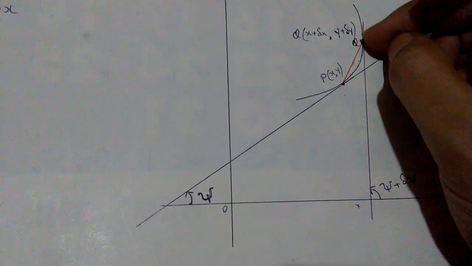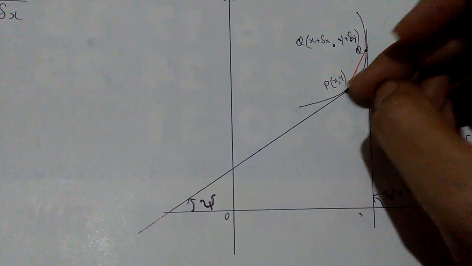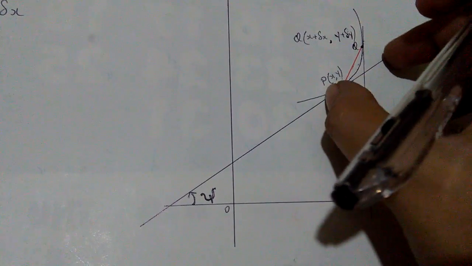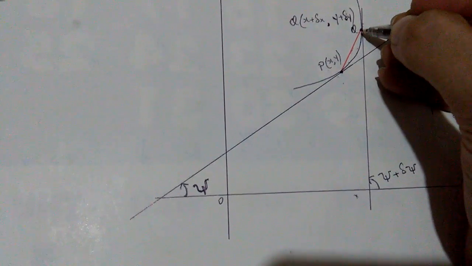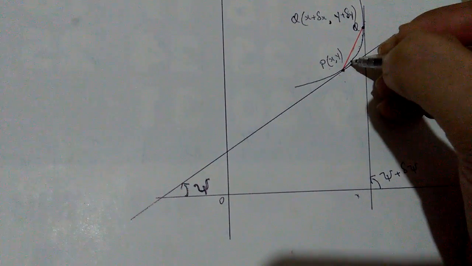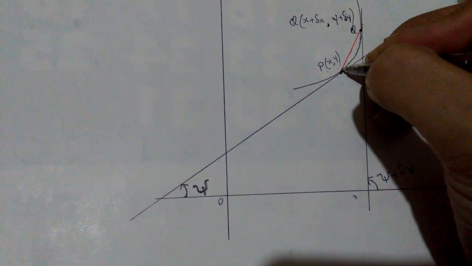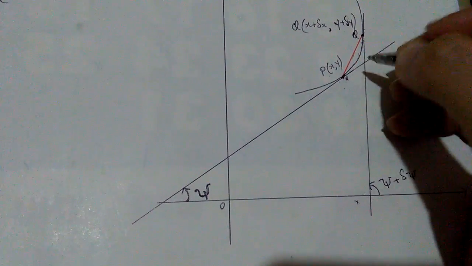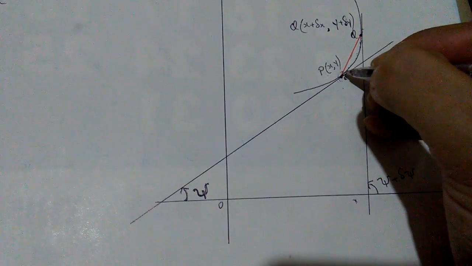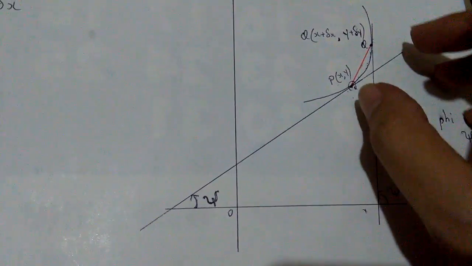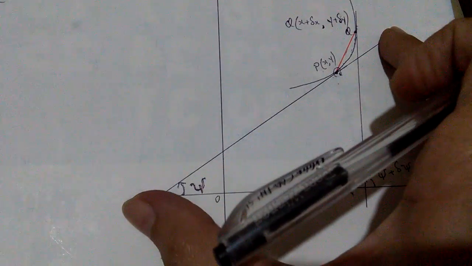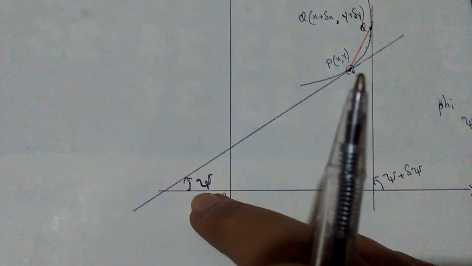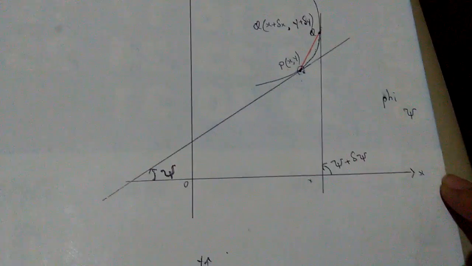So once Q approaches P, then this secant line will turn into a tangent line. If I say that this Q is approaching towards P and gets closer and closer to P, now you can see that Q is so close to your P that it looks like a single point. And if I try to draw a tangent line over there, it looks something like this. And this tangent line is making angle C along with the x-axis.